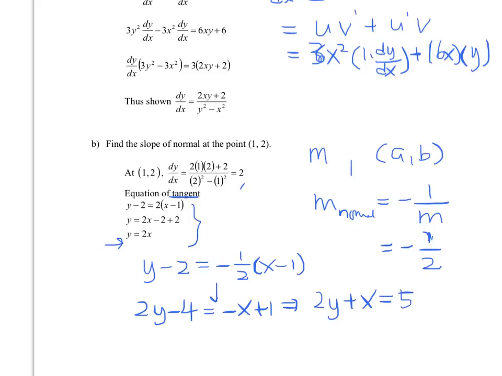So here we have the equation of the normal. I think there's a mistake with this solution, but never mind. And this is the equation of the normal. Notice that the main difference is really the gradient of the tangent and the normal. Alright, so hope you can do this, and all the best.